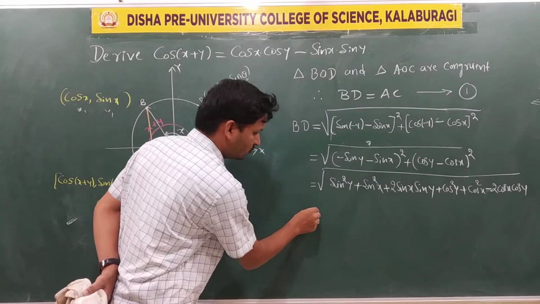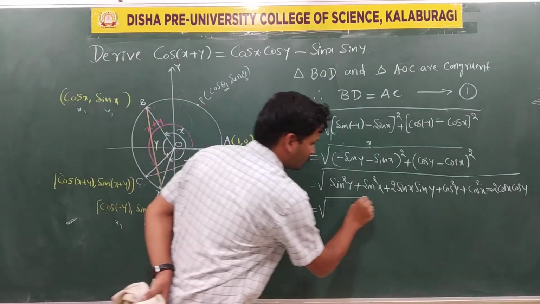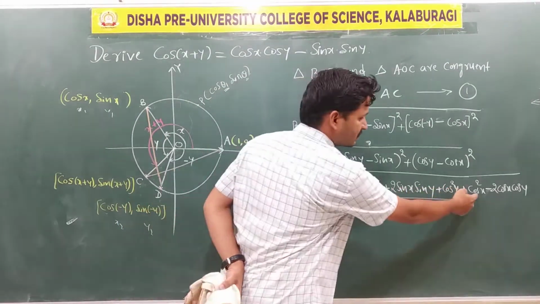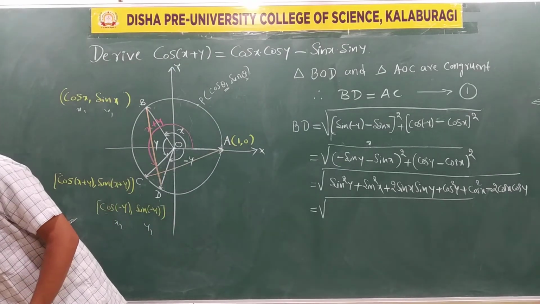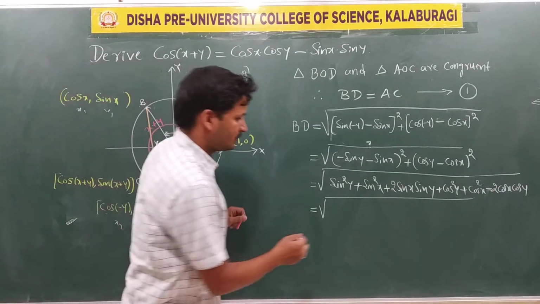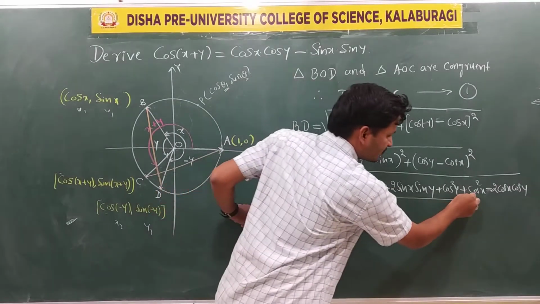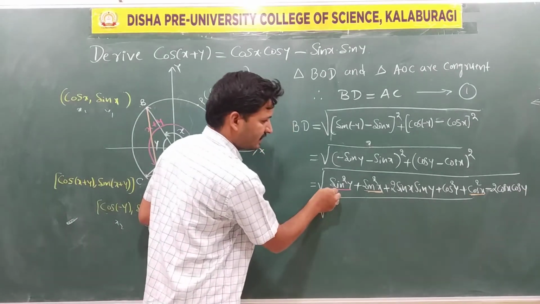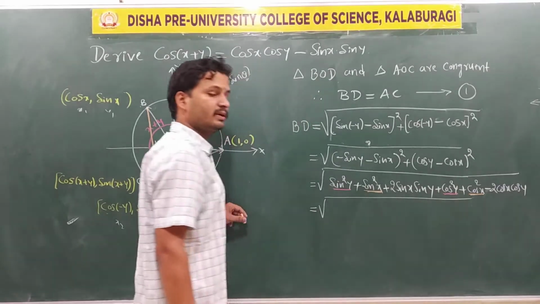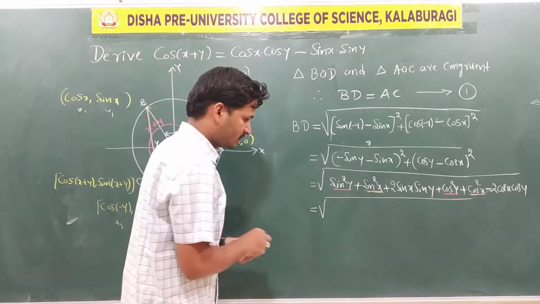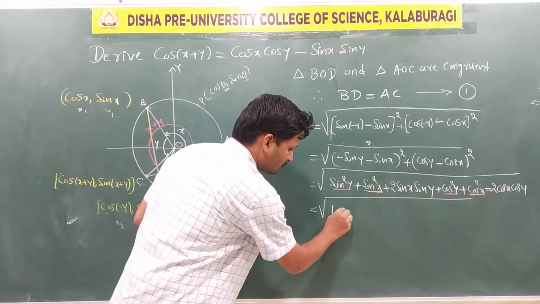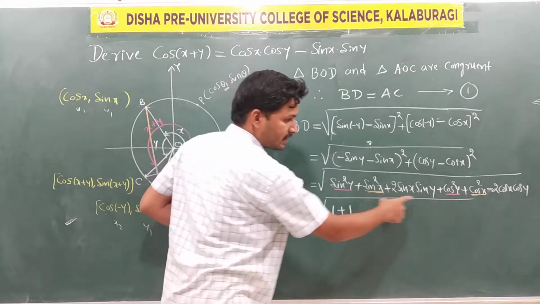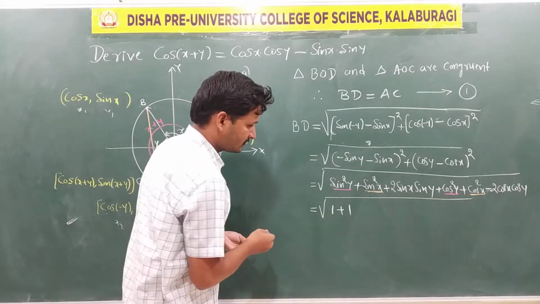So which is equals to square root of, observe here sin square x is there, here cos square x. Sin square x plus cos square x is 1. Next here sin square y, here cos square y. Sin square y plus cos square y, again 1. So that 1 plus 1, that is 2. Next sin square x plus cos square x is plus 1.